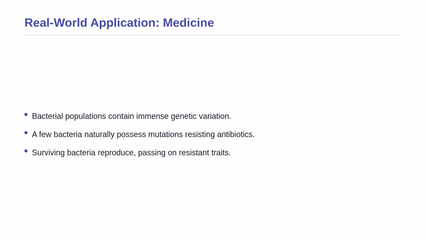Moving from agriculture to medicine, we see another powerful demonstration of this principle. When doctors prescribe antibiotics, they are applying a severe environmental pressure to a bacterial population. Because there is immense genetic variation within that bacterial population, it often means a few bacteria naturally possess mutations that make them resistant to the drug.